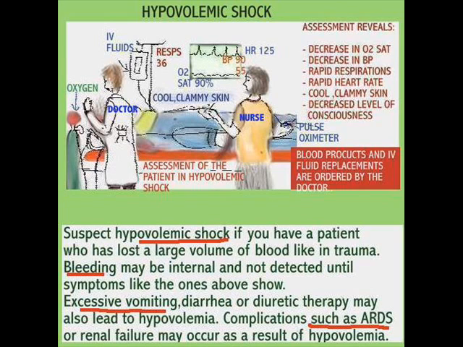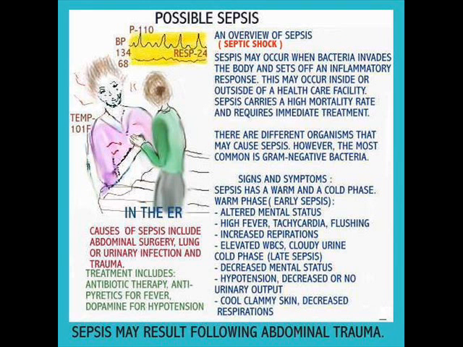Now we're going to talk very briefly about septic shock. If it gets into the cold phase, it has a very poor prognosis. Typically there are two phases, the warm phase and the cold phase. What causes it? It usually is invasion of the body by bacteria such as gram-negative, and there might be other ones, but that's supposed to be the main cause. It can occur after abdominal surgery, lung or urinary tract infections, traumas, or some kind of general surgery.